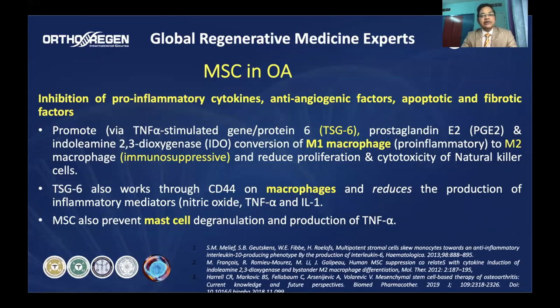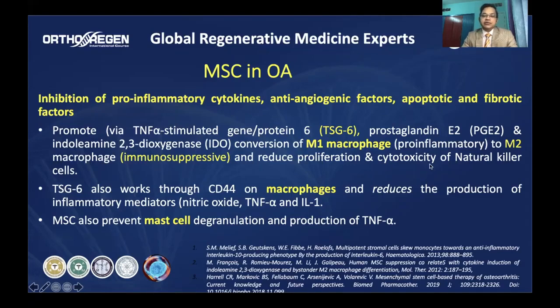So how are the stem cells actually helping in osteoarthritis? They are basically inhibiting pro-inflammatory cytokines and anti-angiogenic factors. How are they doing this? They produce tumor necrosis factor alpha stimulated gene 6 protein, called TSG6, prostaglandin E2, and IDO, and they allow the conversion of M1 macrophages, which are pro-inflammatory, to M2, which are more immunosuppressive.